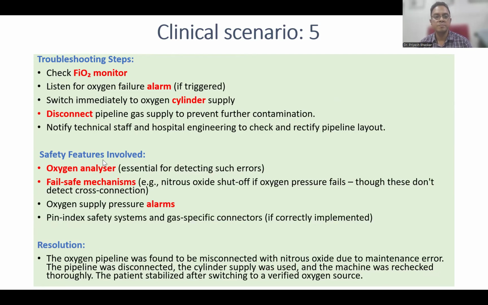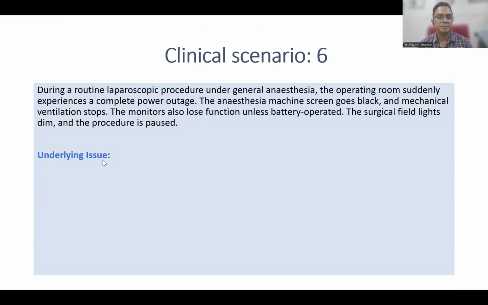So the resolution was the oxygen pipeline was found to be misconnected with nitrous oxide due to a maintenance error. The pipeline was disconnected, the cylinder supply was used, the machine was rechecked thoroughly, and the patient was stabilized after switching to the verified oxygen source.